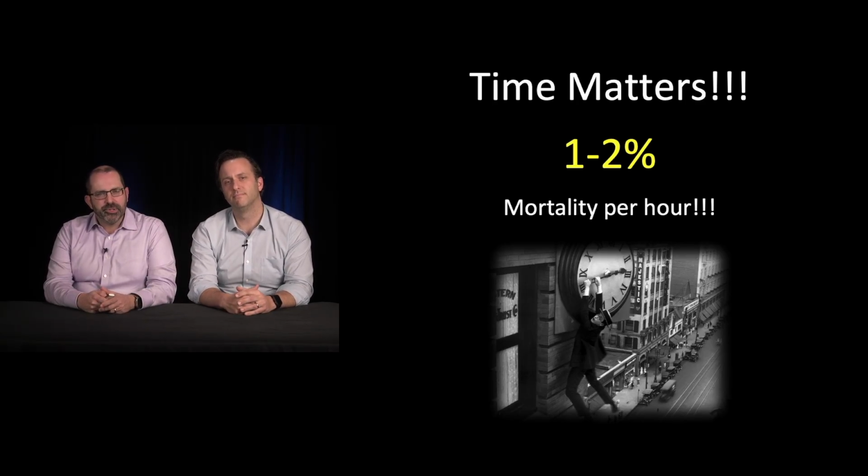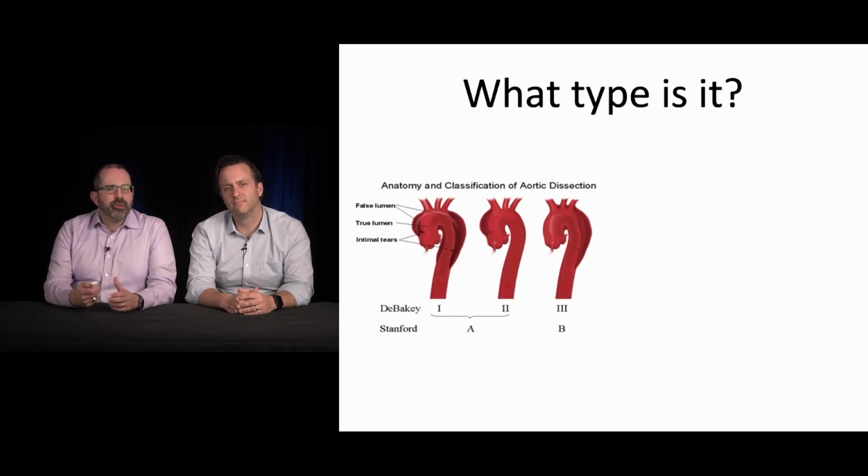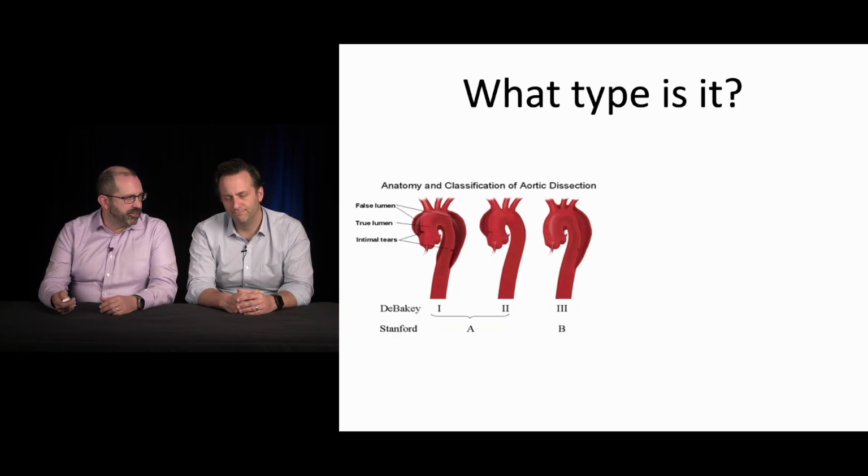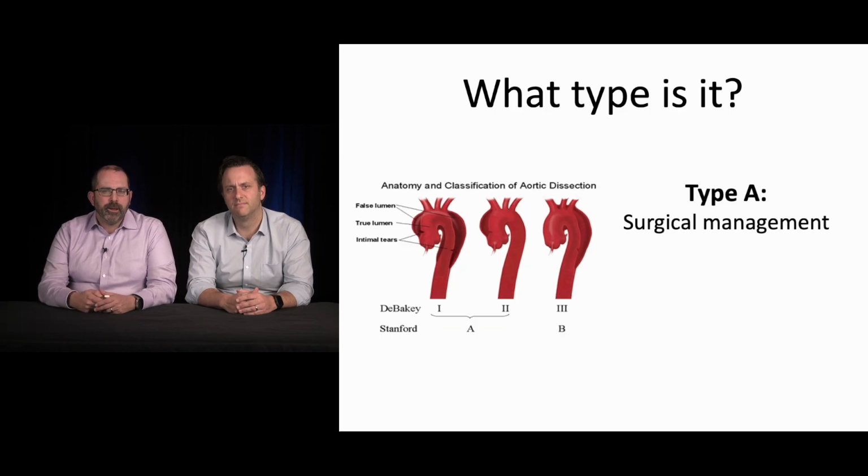So big numbers here. Other questions that we want to look for on this, because it's really going to influence who we call, is what type is it? There's different classification systems out there. The old one is the DeBakey scheme. Most people have pretty much gotten away from that because it was a little bit confusing. Nowadays, most people, including the surgeons, use the Stanford classification. It's pretty simple, Stanford type A or type B. And the reason why it matters is the management's different.